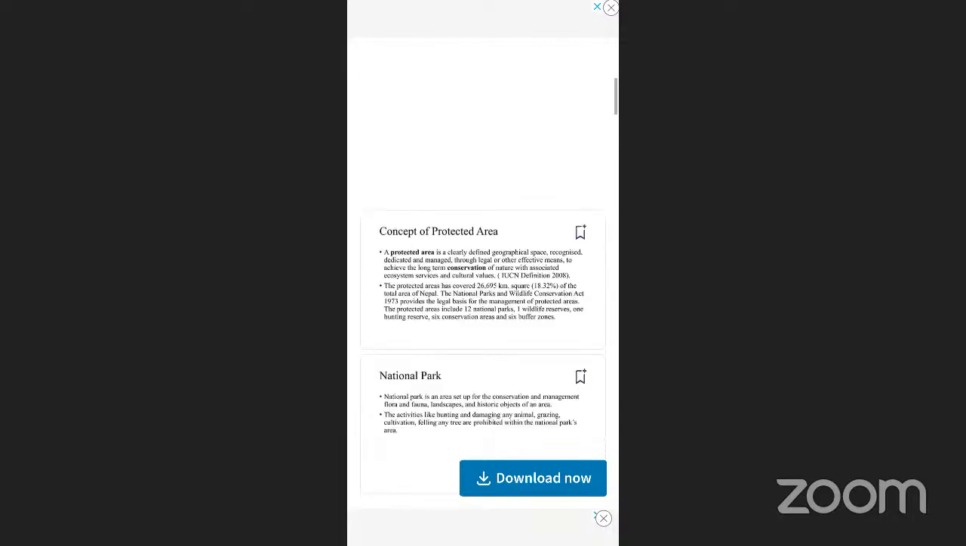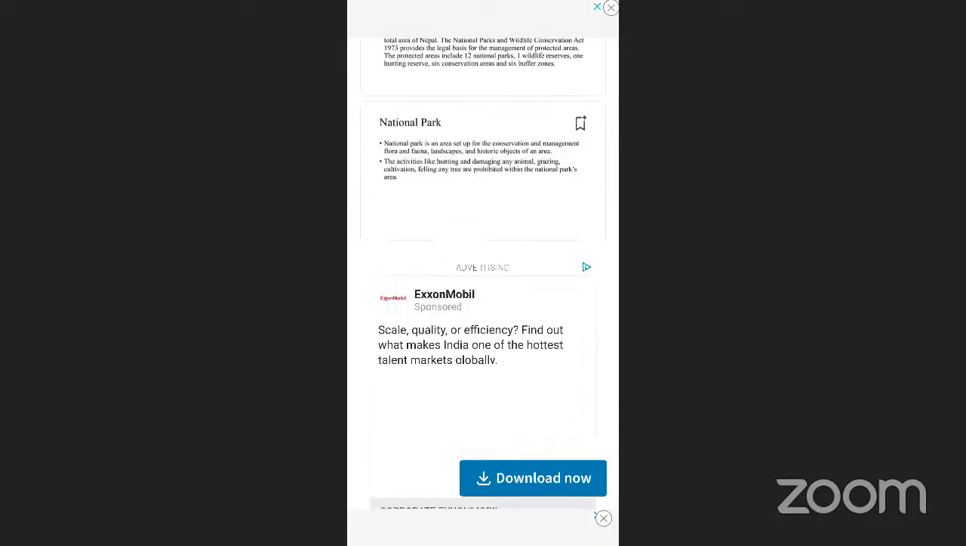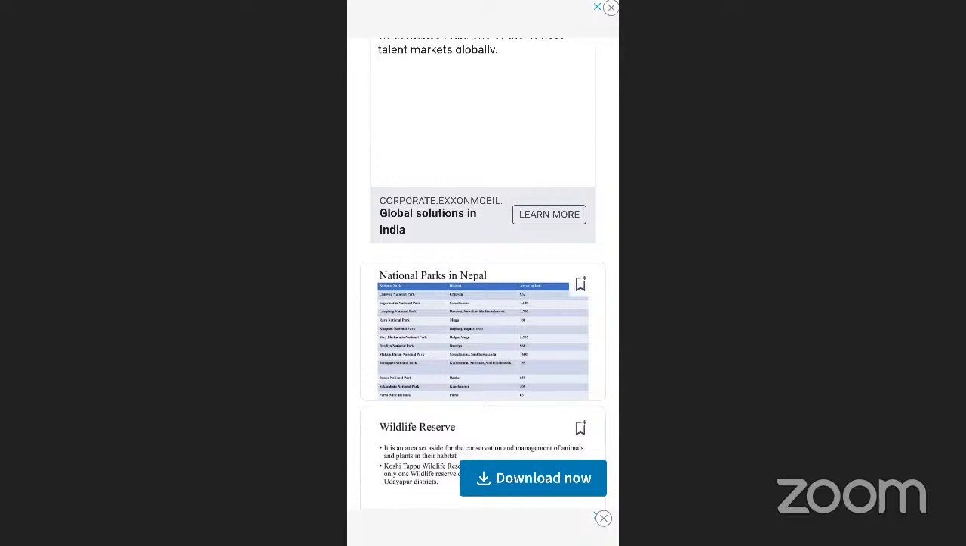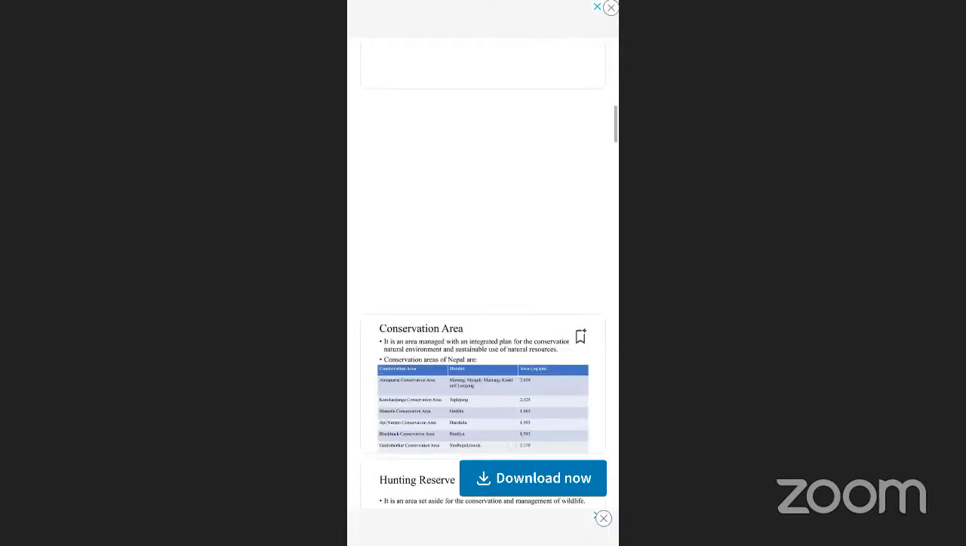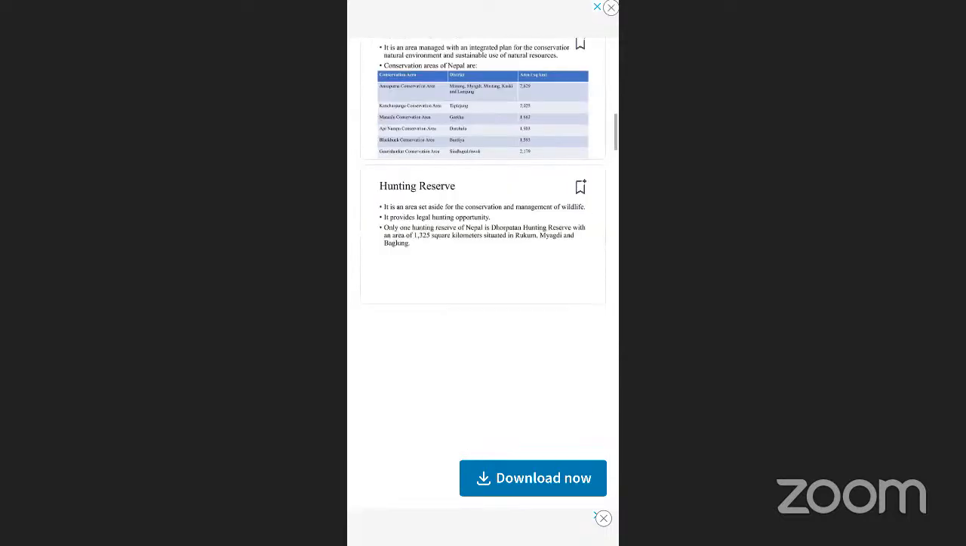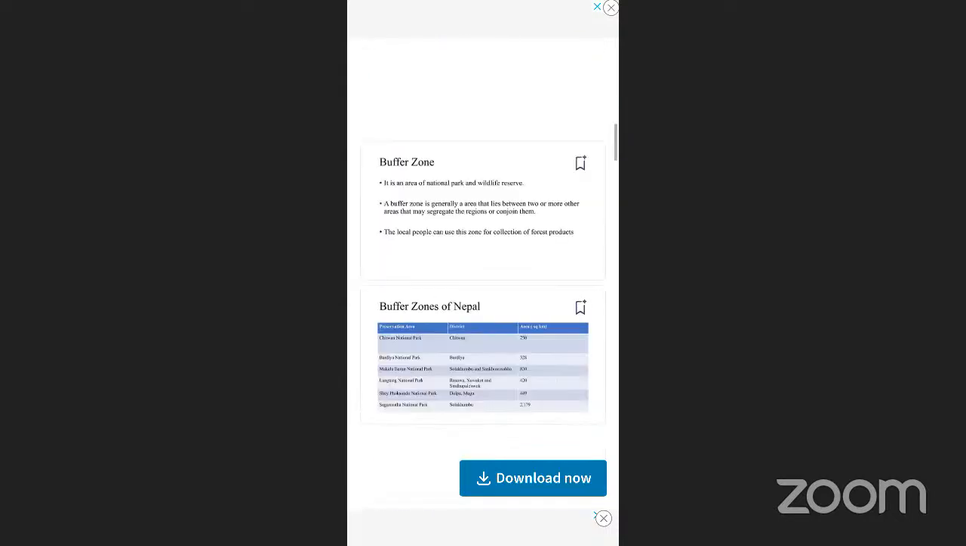Concept of protected areas: national parks, wildlife reserve parks, hunting reservoirs.